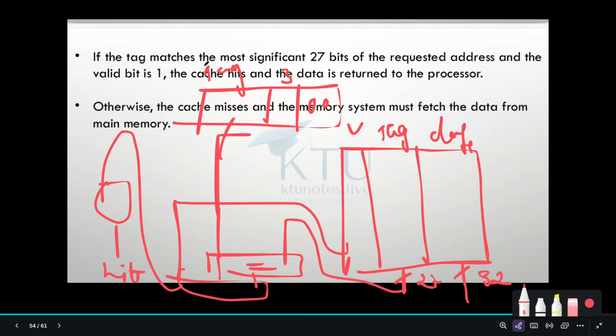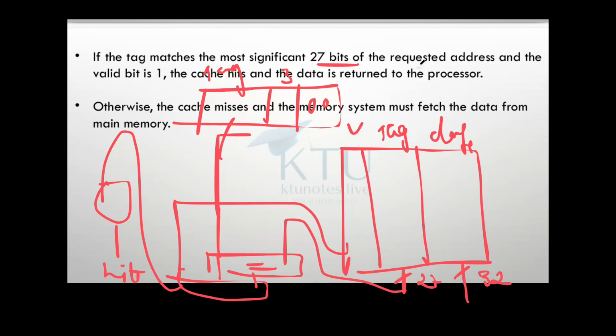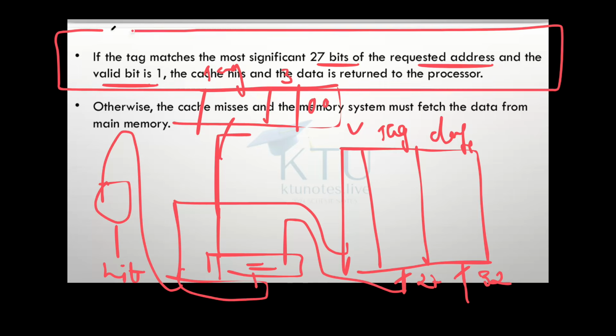So here, if the tag of the cache matches the most significant 27 bits of the requested address, and the valid bit is 1, if all these conditions are satisfied, that means it is a cache hit. Means the 27 bits of the tag in our cache and our address tag match and the valid bit is 1, that means there is a hit. We got the data. Otherwise it is a cache miss. So you have to understand this logic.